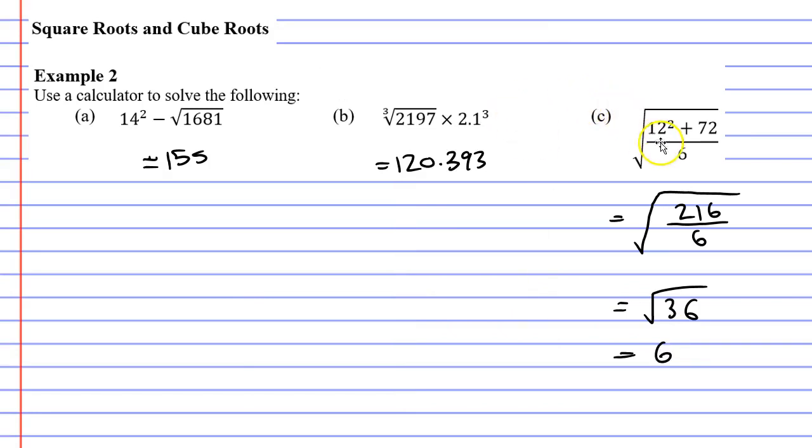Very important when you have a lot of numbers, especially with a fraction underneath the radical sign, that you work everything out first and then calculate the square root at the end.